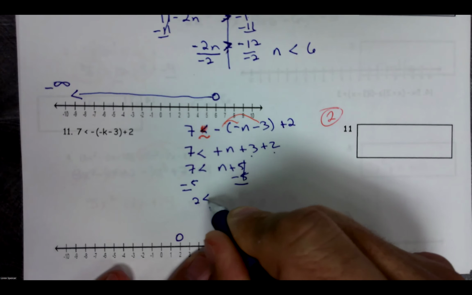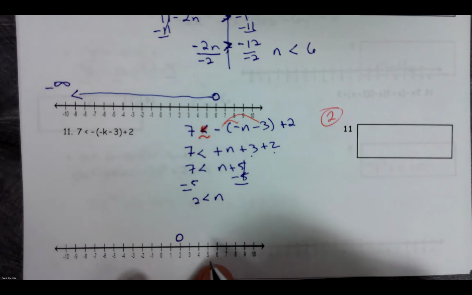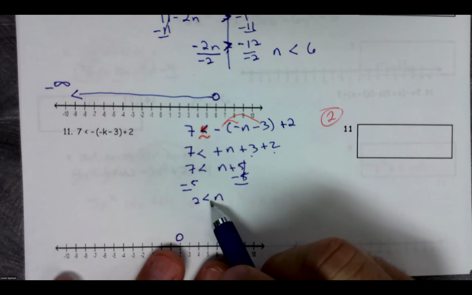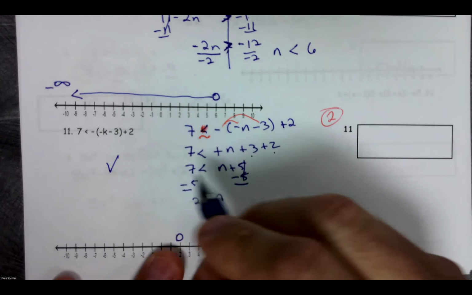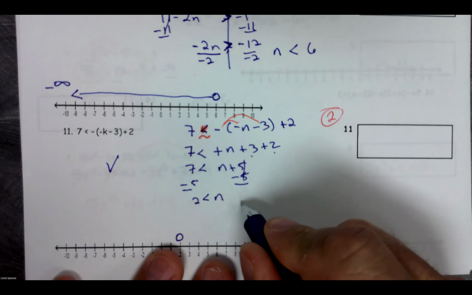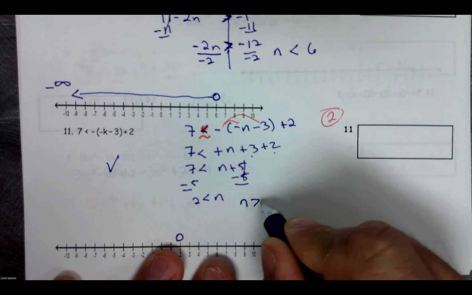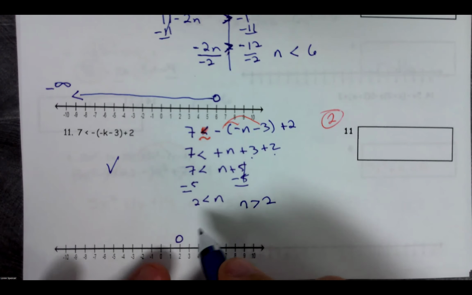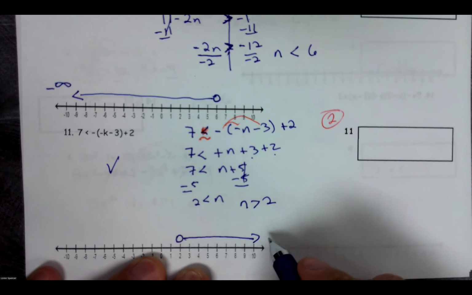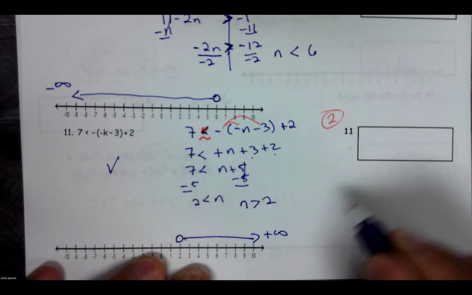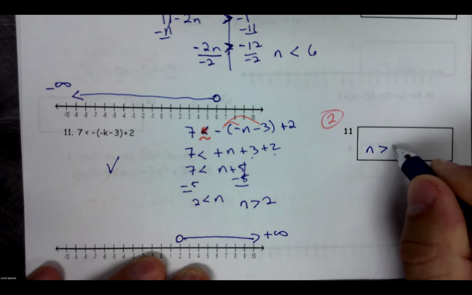And 2 less than n. Now, we never want to graph it this way. We always want the variables on the left, which means we need to swap the order. So this is going to be n is greater than 2. That means I'm going to have to draw my arrow in this direction, and it's going off to positive infinity.